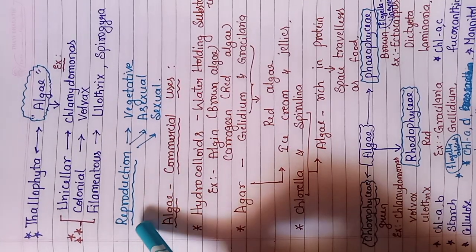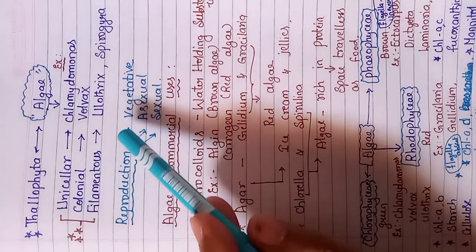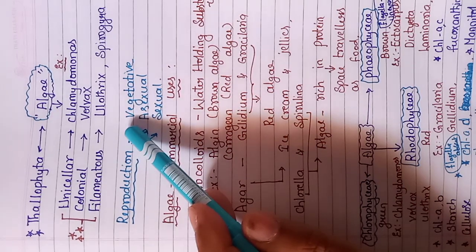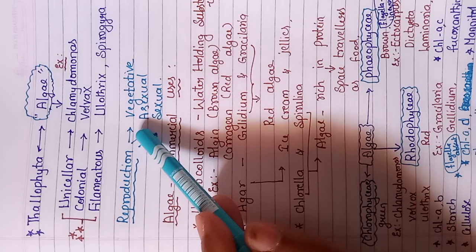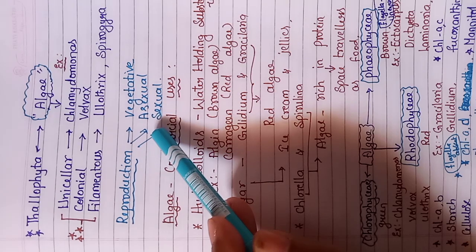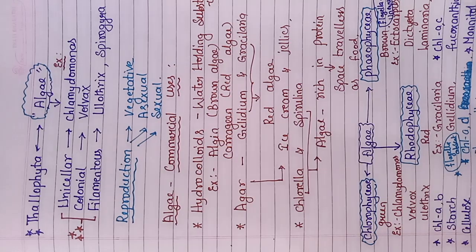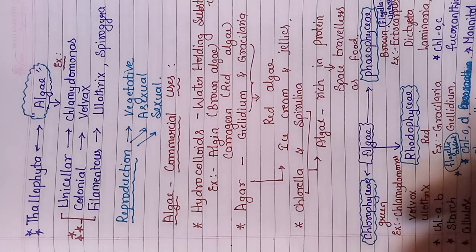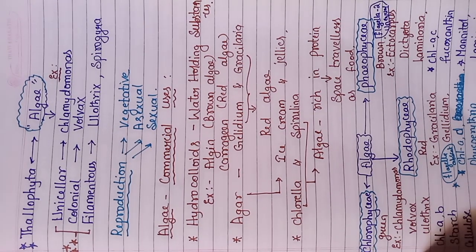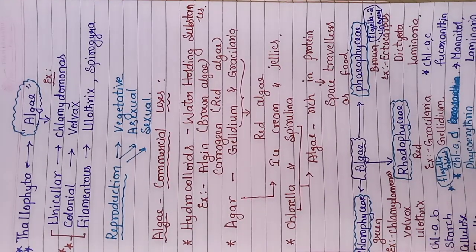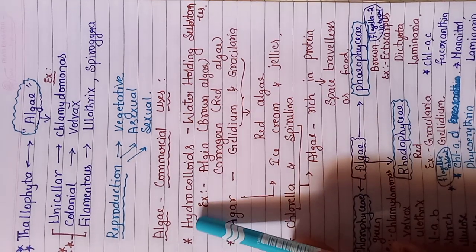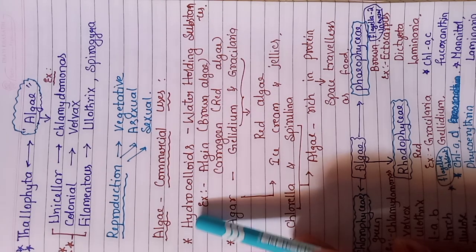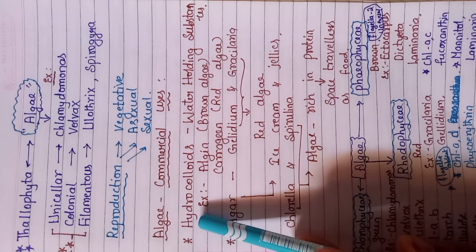Now when you come to reproduction in algae, algae can reproduce vegetatively, where a plant part can grow into a new plant. They can reproduce asexually, means a single parent is involved in reproduction, and sexually by producing gametes also they can reproduce. Now come to the most important part of algae, commercial use. The first point here is hydrocolloids. Hydrocolloids means water holding substances.